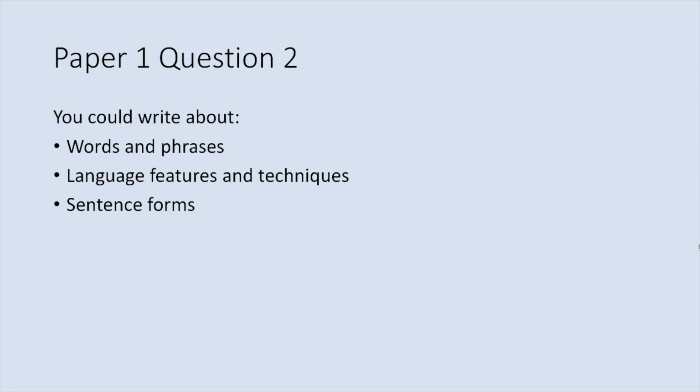And that's the first time we've seen that, because basically what the examiner's report pointed out was that students who absolutely insisted on trying to write about sentence forms struggled because actually sentence forms were not a particular feature that the writer was using for effect in the lines that were mentioned.